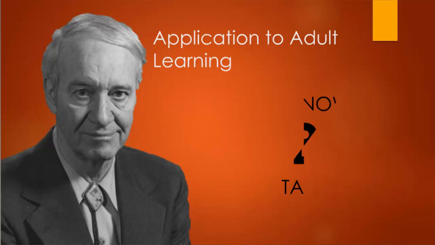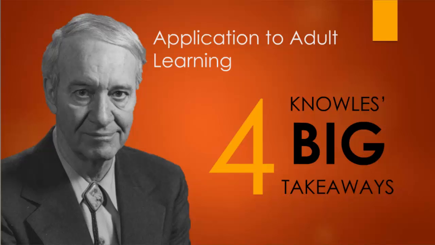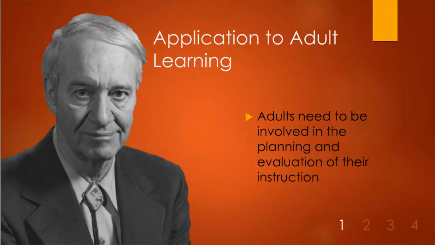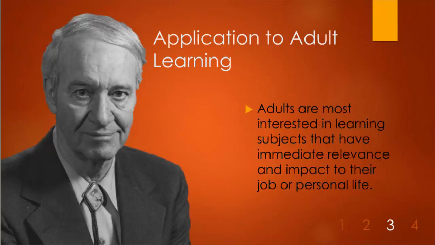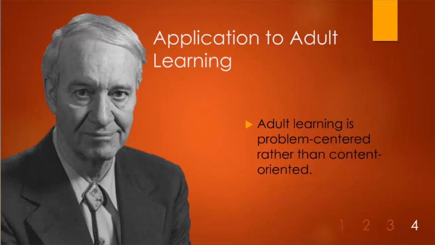What are the big takeaways from Knowles's work? There are four big takeaways. Adults need to be involved in the planning and evaluation of their instruction. For adults, experience, including mistakes, provide the basis for learning. Make it relevant. Adults are most interested in learning subjects that have immediate relevance and impact to their job and/or personal life. And lastly, adult learning should be problem-centered as opposed to content-oriented.